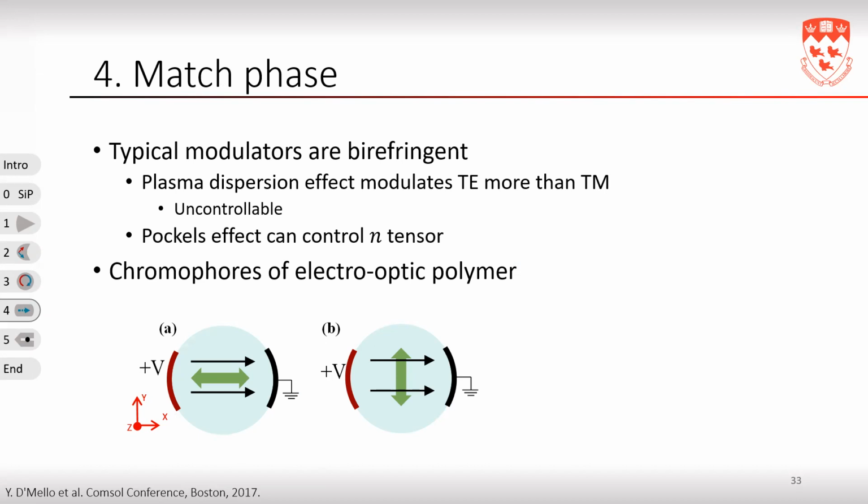And so we look at the Pockels effect, which can control the refractive index tensor. For this purpose, I looked at the chromophores of electro-optic polymers.